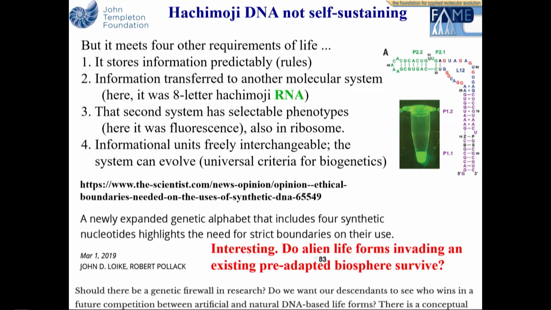Now, however, this is actually a Science News, thescientist.com editorial from a couple weeks ago saying this newly expanded genetic alphabet that includes 4 synthetic nucleotides highlights the need for strict boundaries on its use. Should there be a genetic firewall? Do we want to worry about our descendants, who sees who wins and loses, where your DNA is going to be competing with our synthetic DNA? Now, for those in the laboratory who actually struggle to keep this thing alive, we know that that's a problem.